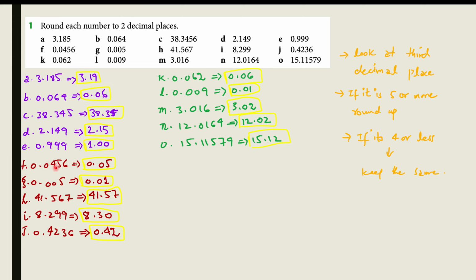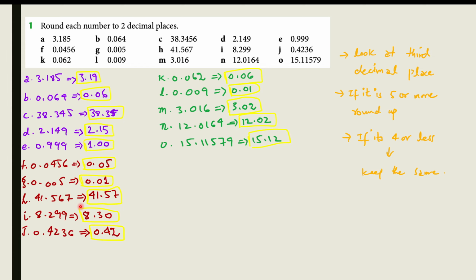Next is 0.0456. What is the third decimal place? This 5 is the third decimal place. So it is 5. So what do we do? We round it up. 4 will increase to 5. So we will get 0.05. Next one, 0.005. So which is the third decimal place? 5 is the third decimal place. So when we round it, it means that we increase this digit by one number. So it will become 0.01.